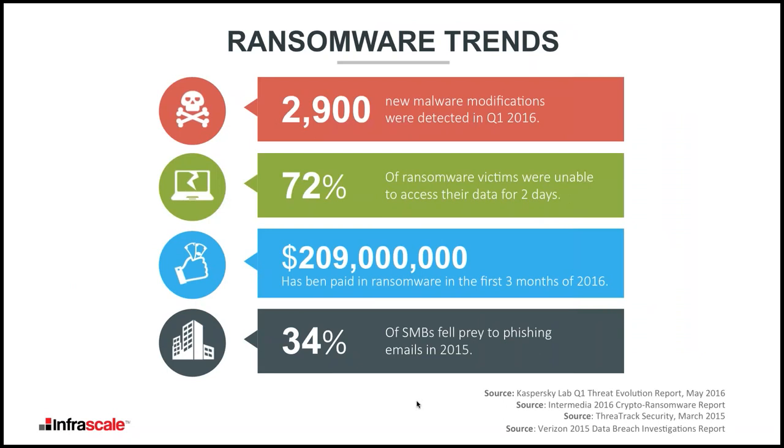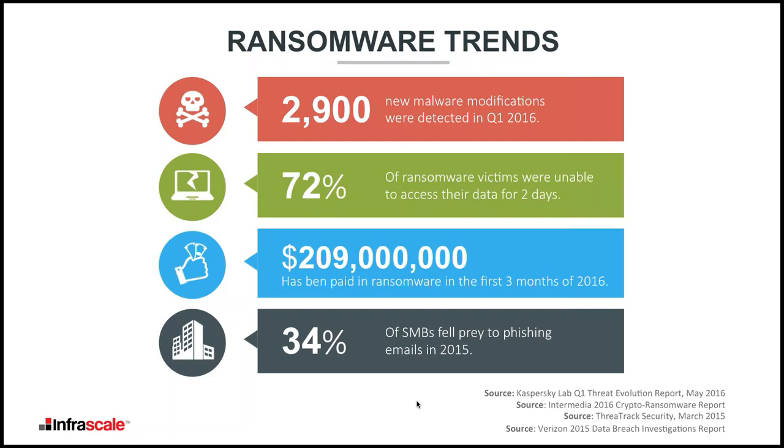And now let's talk about some trends in ransomware. Almost 3,000 new malware modifications were reported in the first quarter of 2016. So just to be really clear, we know that ransomware gets activated by a user, and a user lets it in, and then it starts modifying all the files on the system until a triggered message for a ransom demand comes up. So what we found is that these recent trends, these 3,000 new malware modifications that were detected in Q1 of 2016. 72%, so nearly 3/4 of ransomware victims were unable to access their data for 2 days. It could take up to 5 days in other cases.